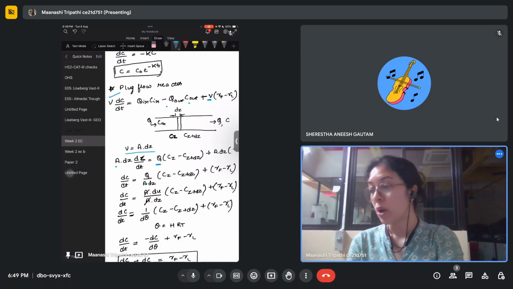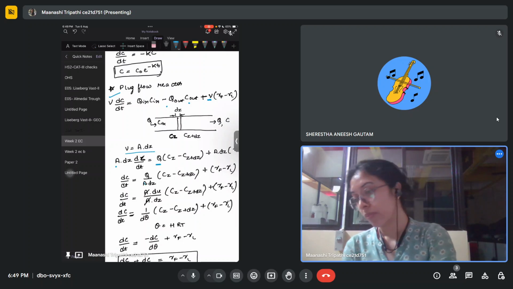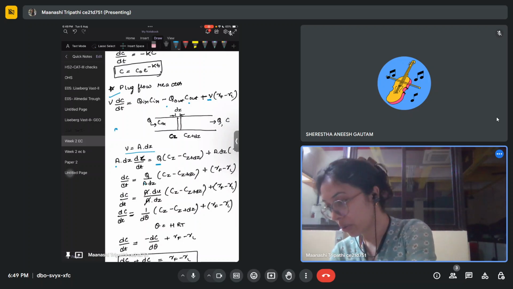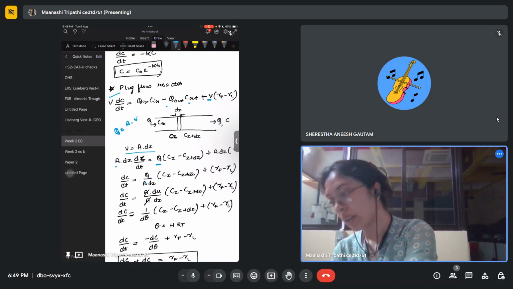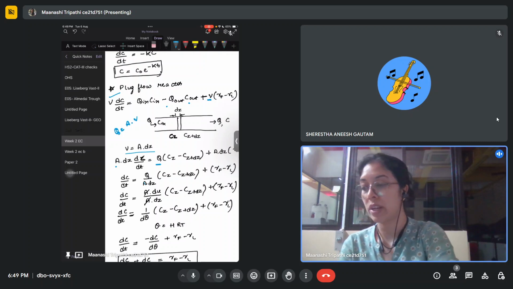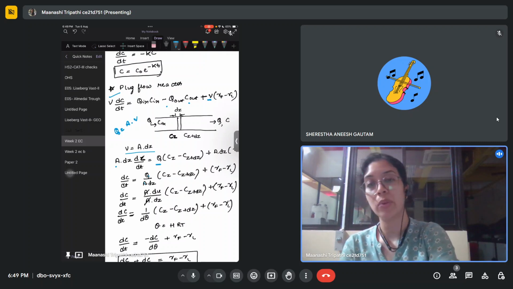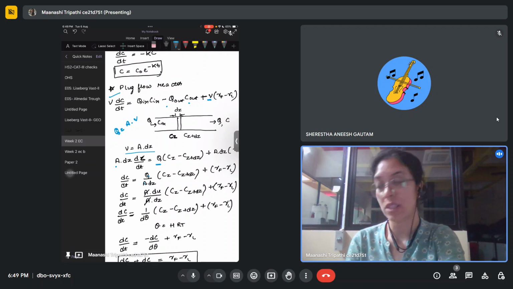Now we can write Q. Q is nothing but area into velocity, right? So this is what we have written in the differential form. Q is equal to A into u. U is velocity here.